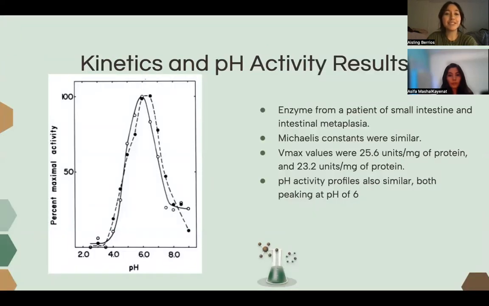So let's take a look at the results from kinetics and pH activity measurement. With sucrose as the substrate, the Michaelis constants for the purified enzymes from the small intestine and area of intestinal metaplasia were similar. Their Vmax values were also similar, being 25.6 units per milligram of protein and 23.2 units per milligram of protein, respectively. The pH activities of the 2 enzymes were also essentially the same, both peaking at a pH of 6. Despite the absence of blood group activity, as we mentioned earlier, the 3 intestinal metaplasia preparations exhibited similar enzymatic properties to sucrase from the small intestine.